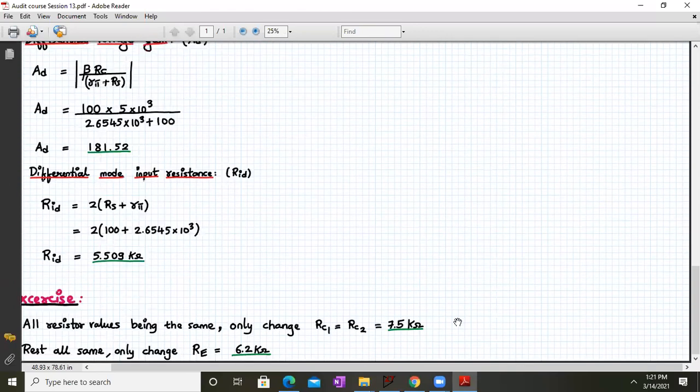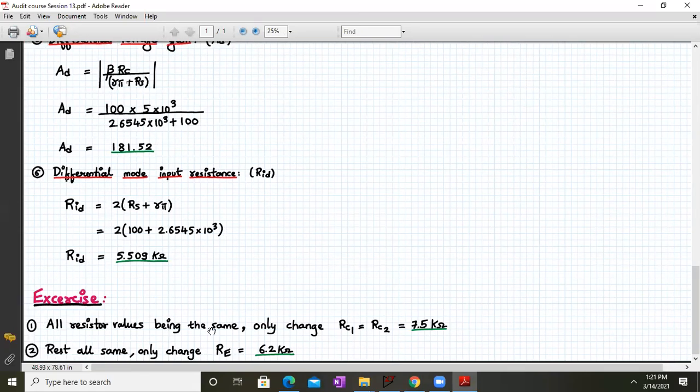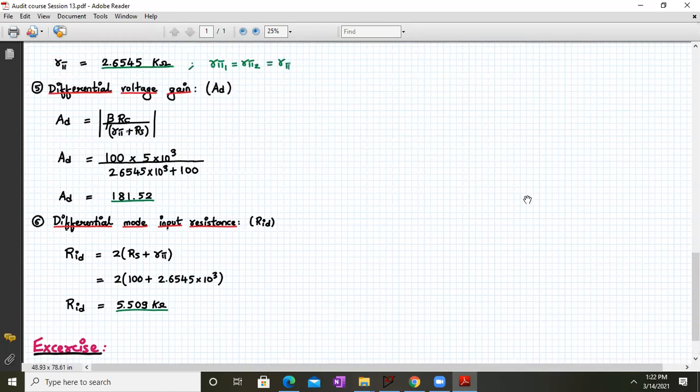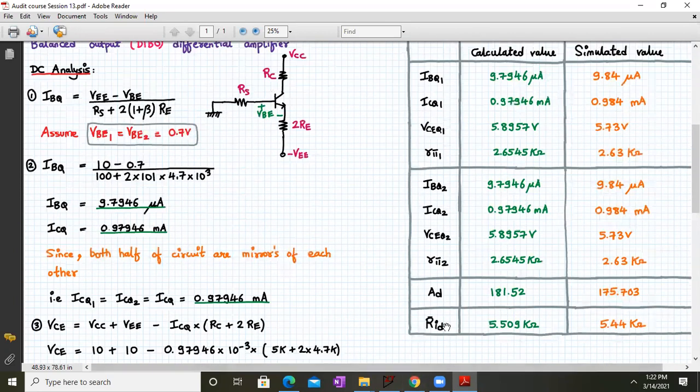Now, for the exercise part, for the first part, you have to keep all the resistor values the same, and only change RC1 and RC2 to 7.5 kilo ohms. Earlier it was 5 kilo ohms. Change it to 7.5 kilo ohms and note down the change in the parameters. For the second part, rest all same, only change the RE value to 6.2 kilo ohms and repeat the entire analysis for the changes. Only note down the modified table.